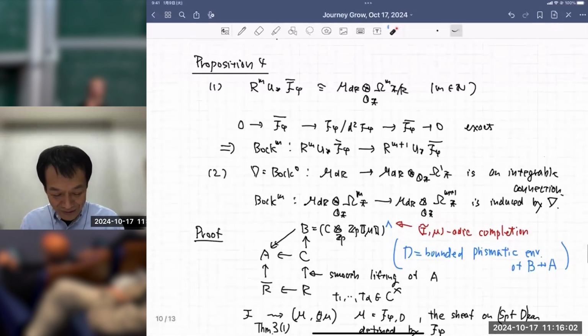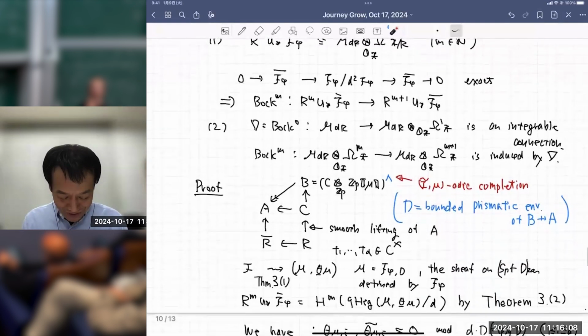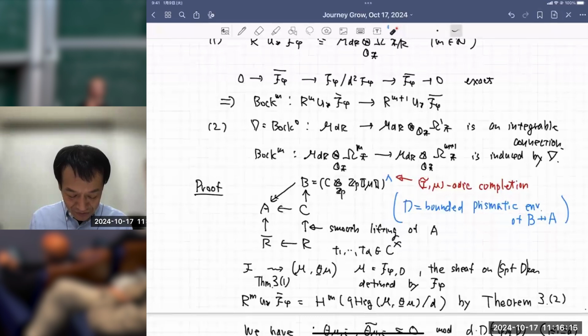Okay. So then I will try to explain how one can show this by using q-Higgs modules, non-commutative q-Higgs modules. To do that, I consider the special B. So actually, I first take a smooth lifting of A over R like this. And suppose that the coordinates T1 to TD are given coming from here. And we consider the base change of this one, and we consider the I tilde mu completion of the C tensor Z_p mu. So I add the parameter q here.